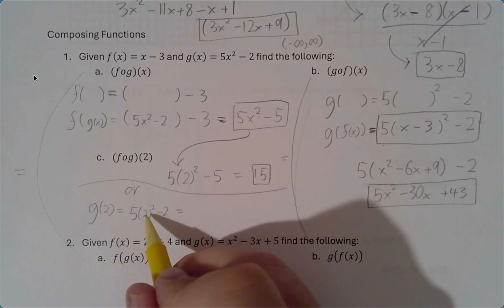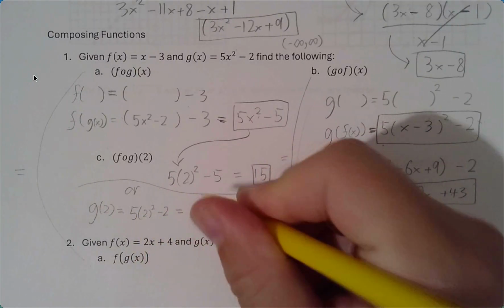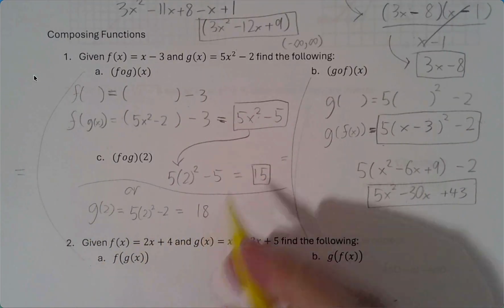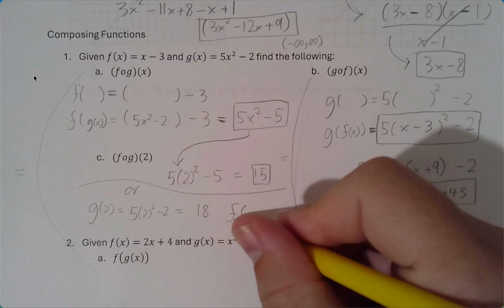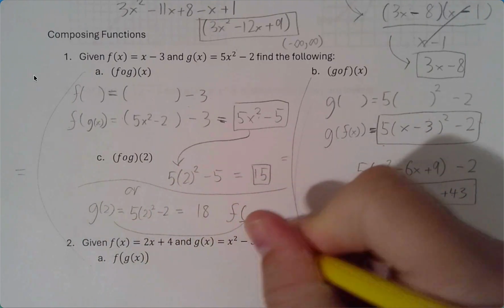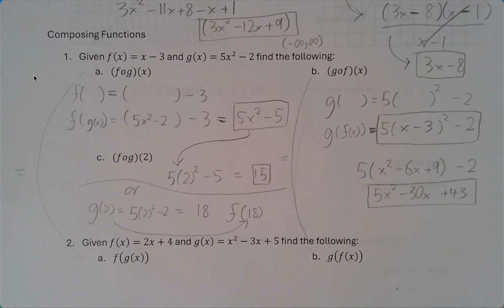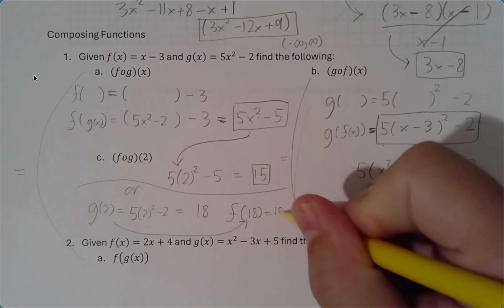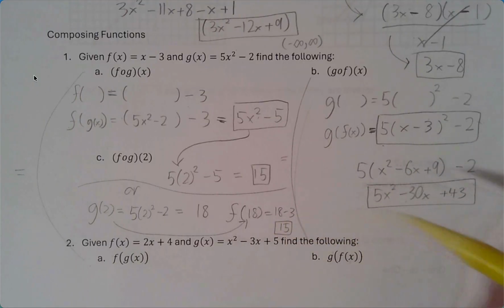If you work all that out this time, that's still 4 times 5 is 20, minus 2 is 18. So I now know g of 2 is 18, but I want f of g of 2, or in other words, I want f of 18. What's f of 18? F of 18 is 18 minus 3. Guess what that is? 15.